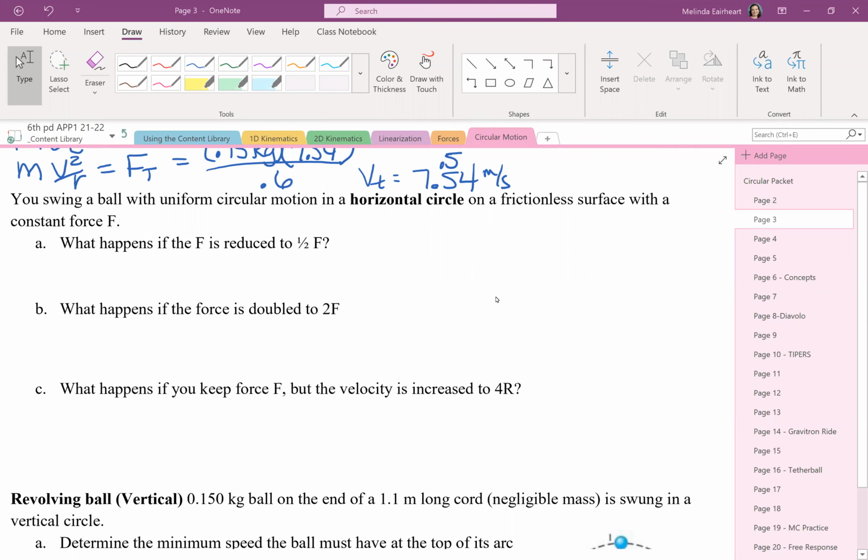Okay, so to finish up page 3, we just did a horizontal circle mathematically. Let's look at a horizontal circle conceptually. Previously I said, well, technically there's a vertical component of tension. So in some types of problems, especially in AP physics, we minimize that angle down to 0, but it's still not even real life. You swing a ball in uniform circular motion in a horizontal circle on a frictionless surface.